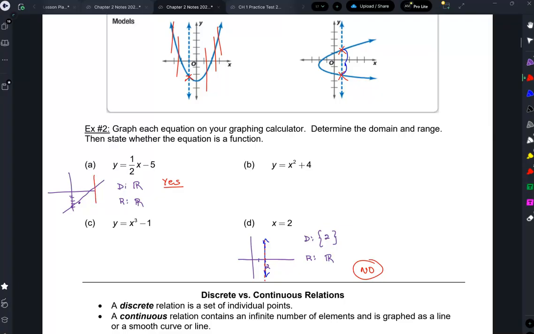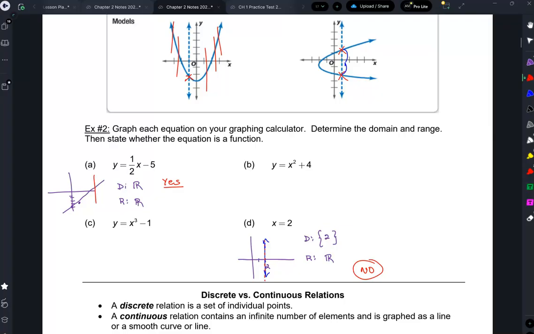One for the vertical line test. Okay. So yeah, does a function have to be perfectly linear? No, because this isn't linear, but it passes the vertical line test. Now, what does this look like?